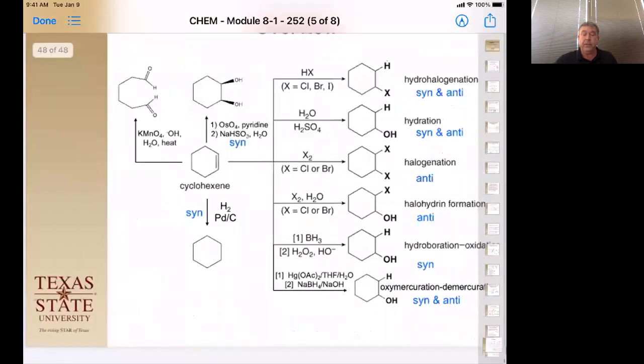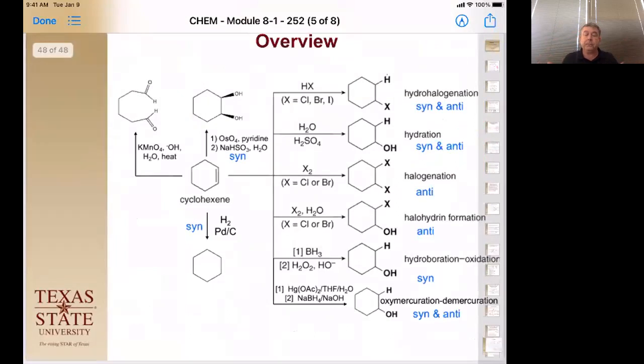Okay. So that brings us to the overview of what we've learned here. We learned hydrohalogenation is a mixture of syn and anti. We learned that hydration, acid catalyzed hydration, is a mixture of syn and anti because they go through carbocations. Halogenation is always anti because of the formation of that three-membered ring. The halohydrin reaction is anti because of the formation of the three-membered ring. The hydroboration is not only syn, but gives you the primary alcohol out of it.